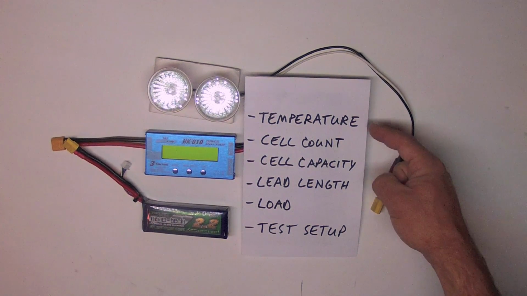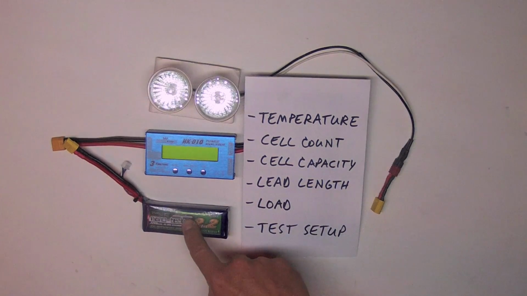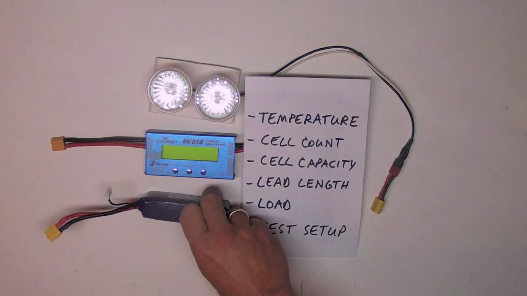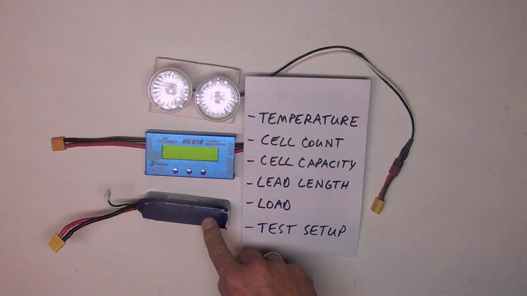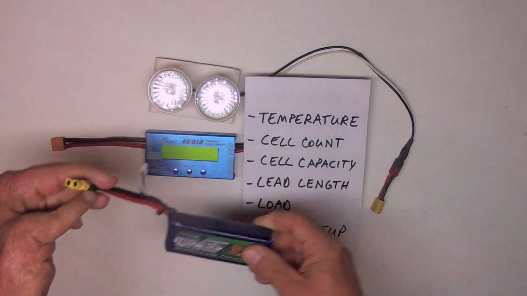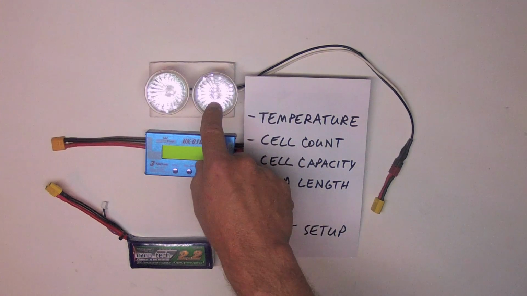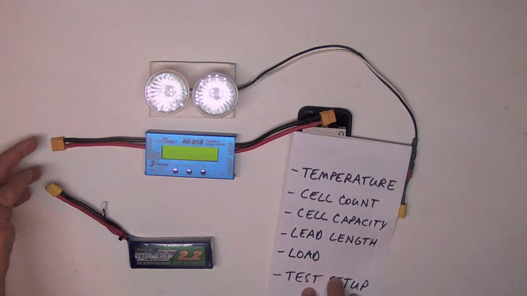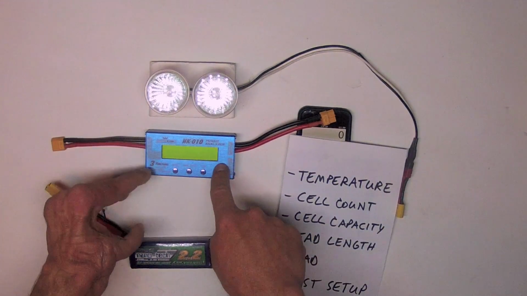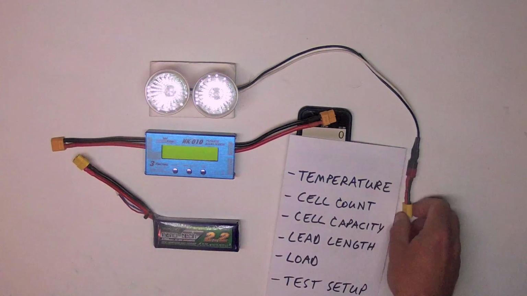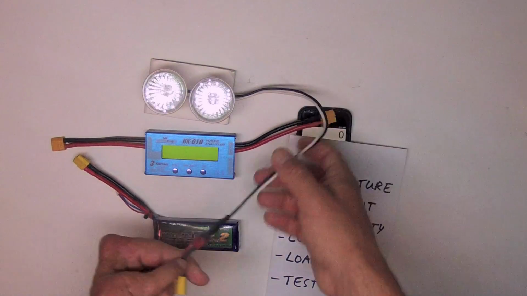Some of the variables that come into play are the temperature of your pack, the cell count, the cell capacity, the lead length of your battery, the actual load that you use. Again, I'm using a 100 watt load here, and the test setup, which is all the leads, your particular watt meter, the length of the leads to the bulb, and so forth.